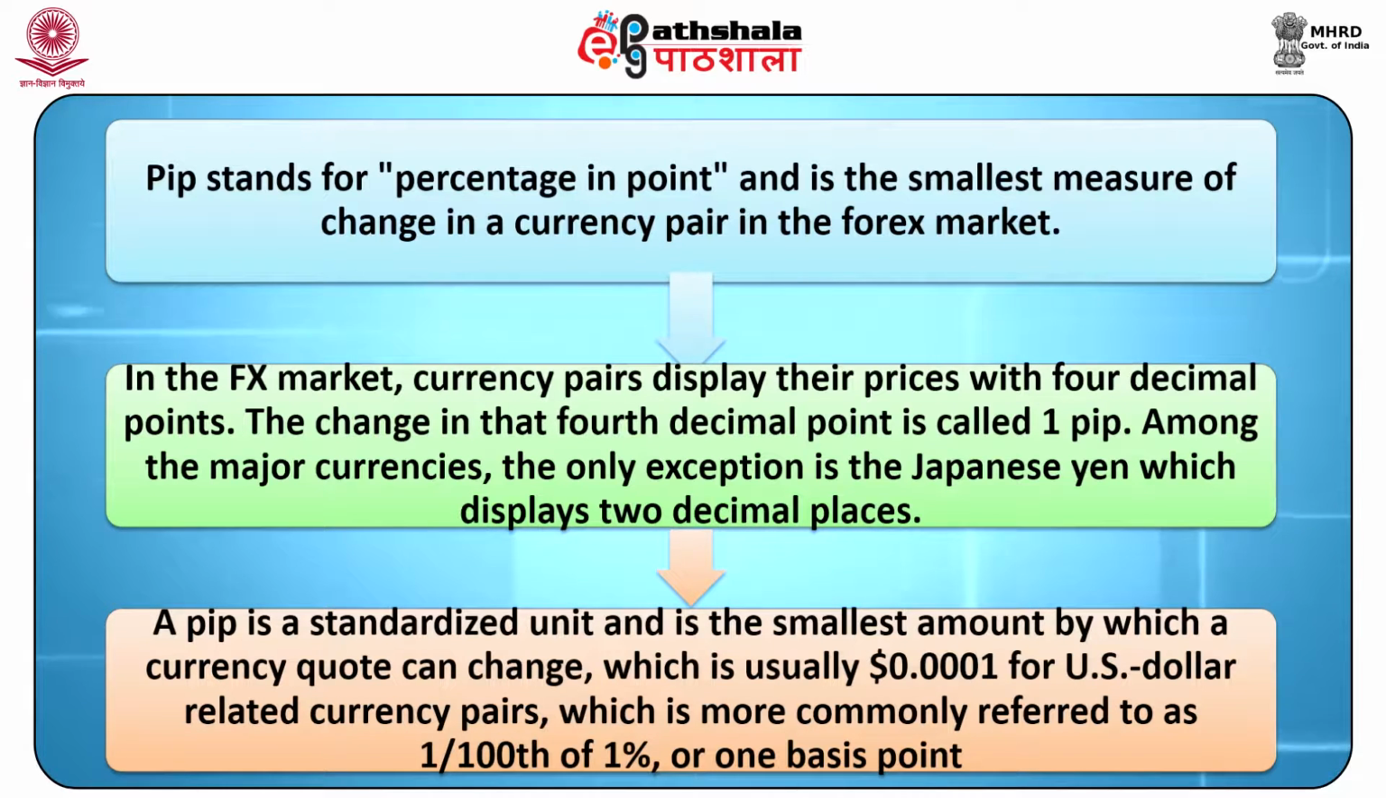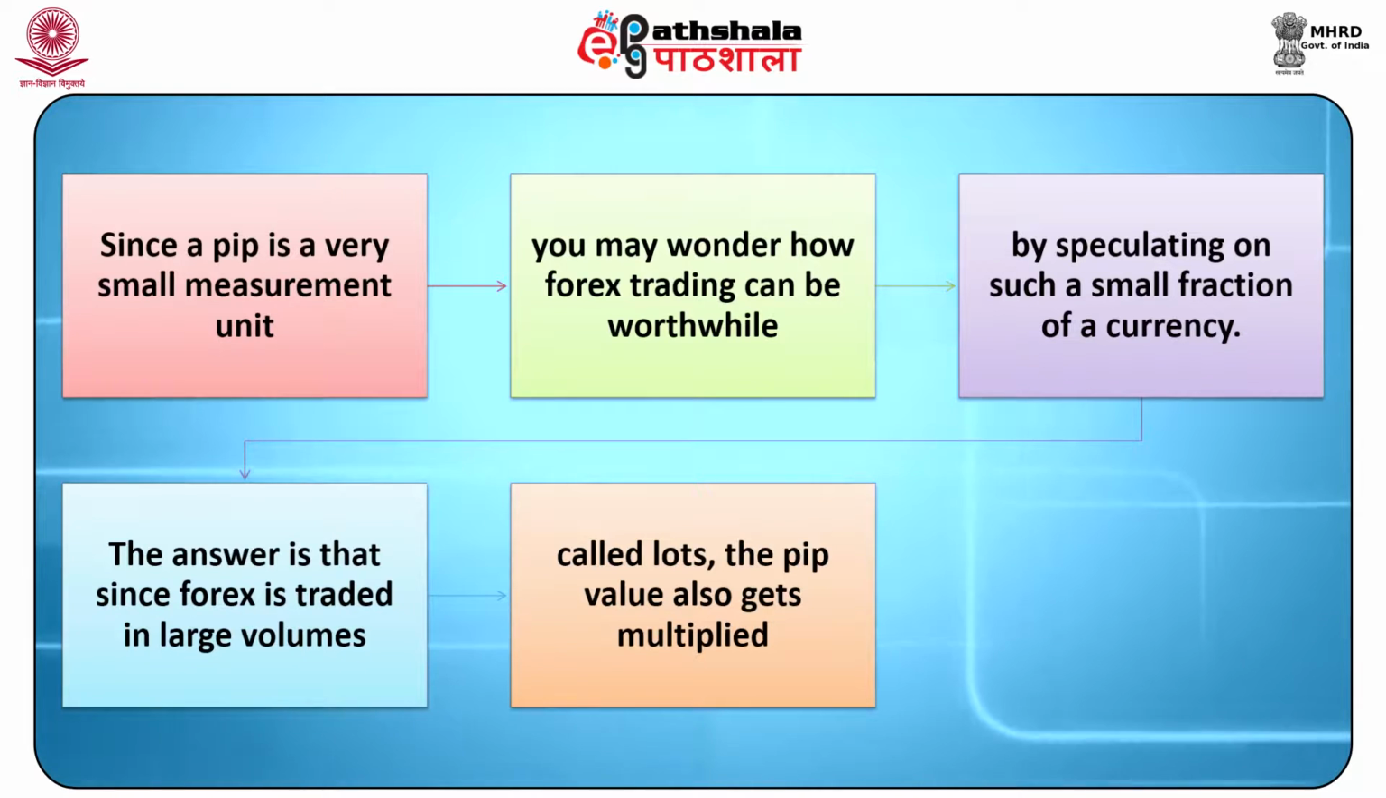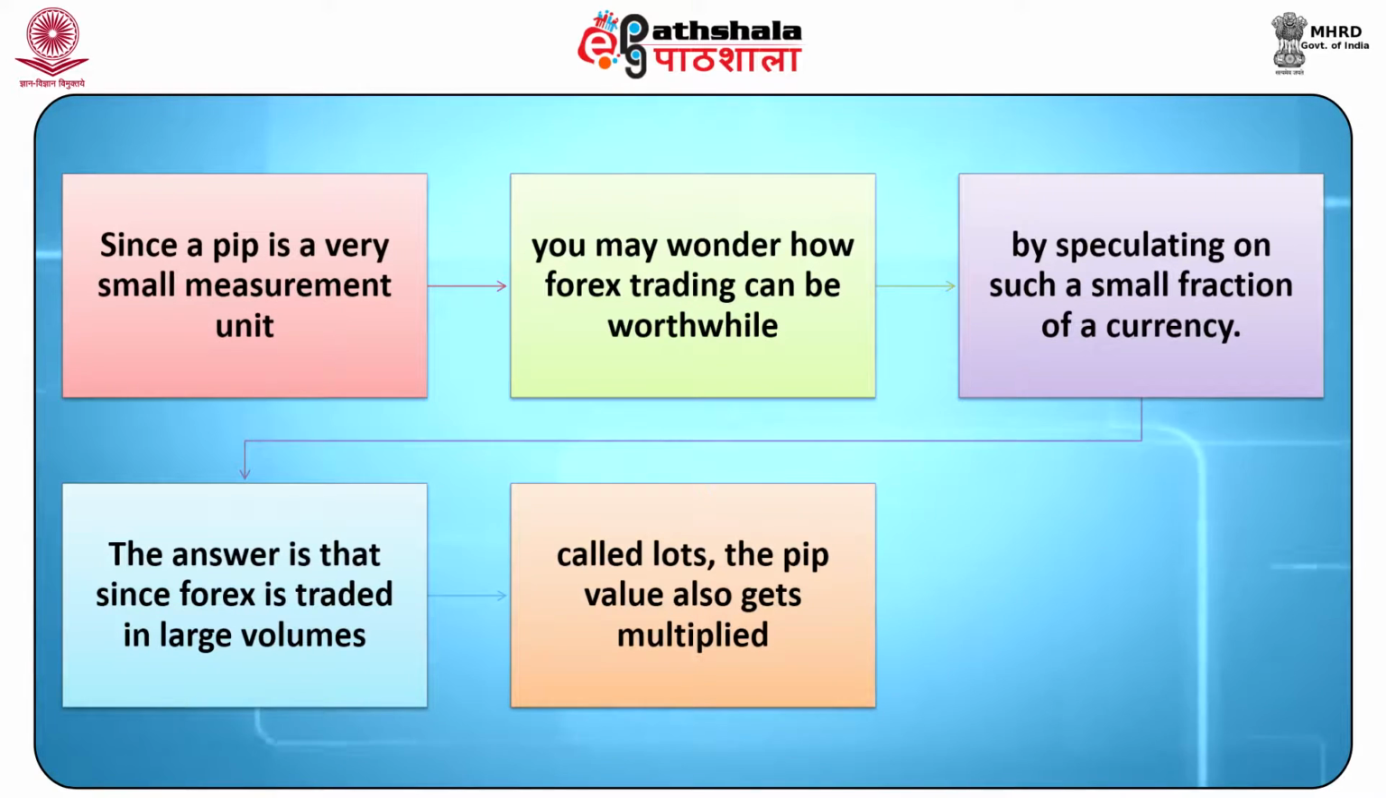A pip is a standardized unit and is the smallest amount by which a currency quote can change, which is usually $0.0001 for US dollar related currency pairs, which is more commonly referred to as 1/100th of 1% or 1 basis point. This standardized size helps to protect investors from huge losses. For example, if a pip was 10 basis points, a 1 pip change would cause more extreme volatility in currency values. Since a pip is a very small measurement unit, you may wonder how forex trading can be worthwhile by speculating on such a small fraction of a currency.